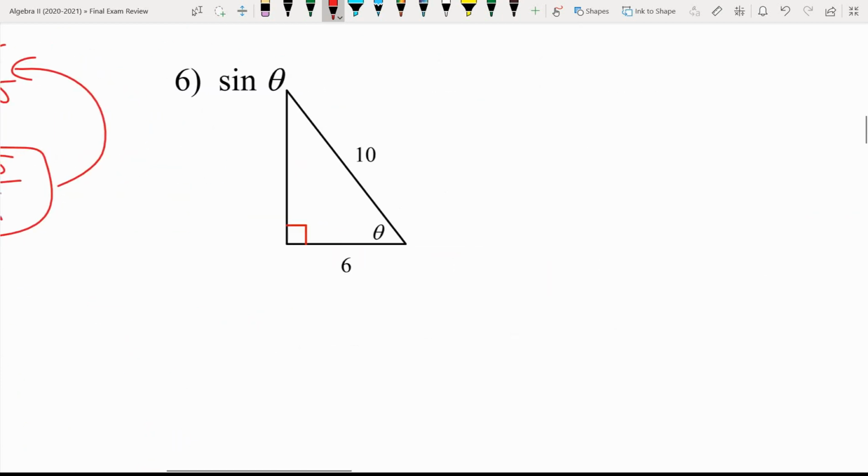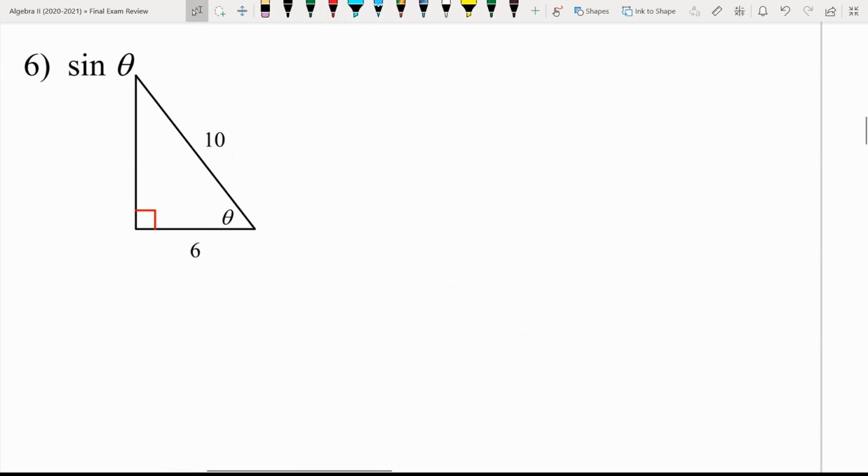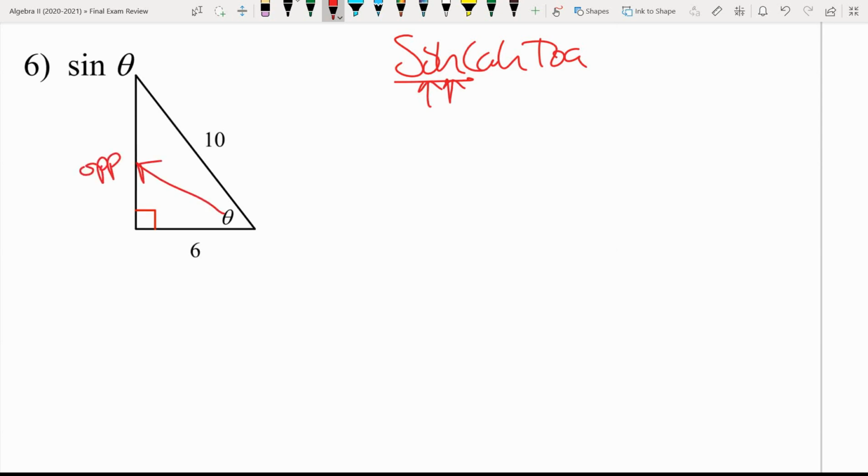All right, let's do this last one of these finding the trig ratios. So this one, I need to find sine. If we bring in SOHCAHTOA again, sine is opposite over hypotenuse. So this side over here is my opposite side, and this side over here is the hypotenuse. So I'm missing the opposite side. I have to figure out what that is.